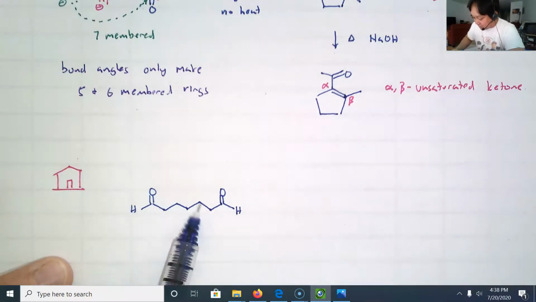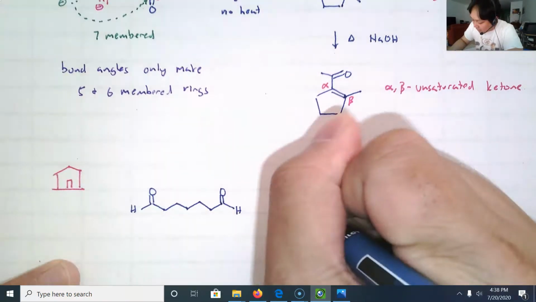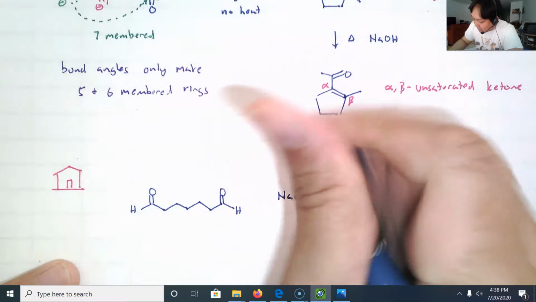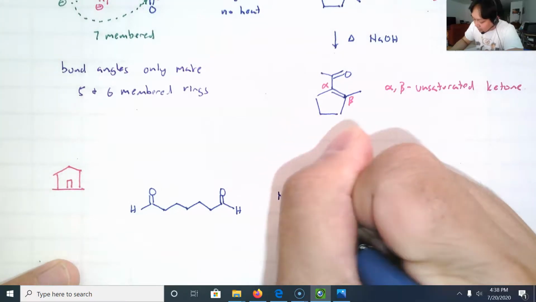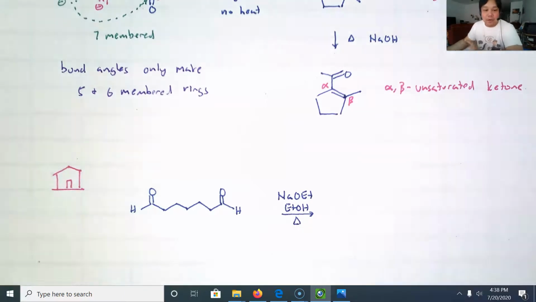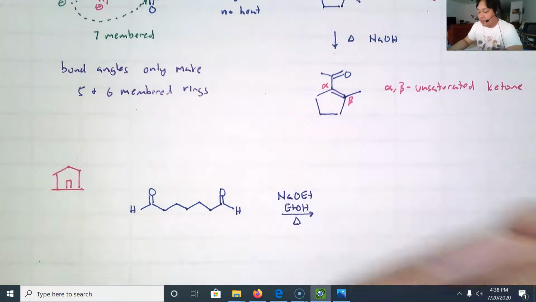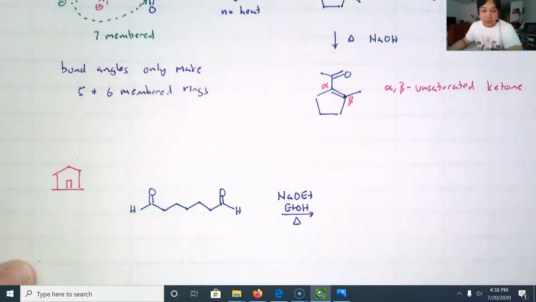Let me just double check. 1, 2, 3. See, I'm checking whether a 5 or 6 membered ring is possible. And I'll give us NaOEt for the base, ethanol for the proton source, and now I am asking you to heat it. So I do want the final form to be the condensation product, the one with the conjugated enone.